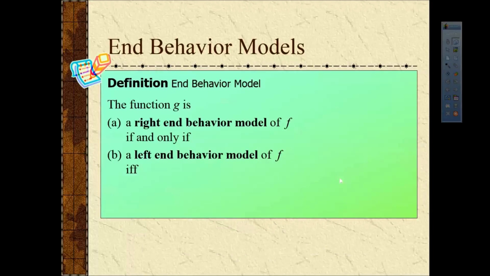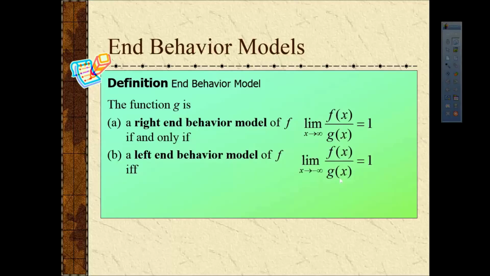The definition of an end behavior model is as follows. The function g is a right end behavior model of f if and only if the limit as x goes to infinity of f of x over g of x equals 1. You can have a left end behavior model if and only if the limit as x approaches negative infinity of f of x over g of x equals 1.